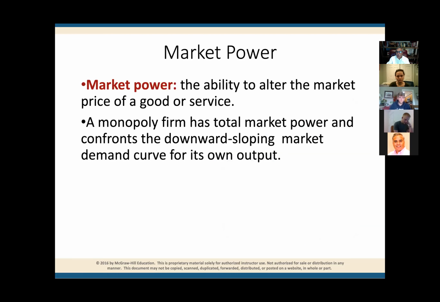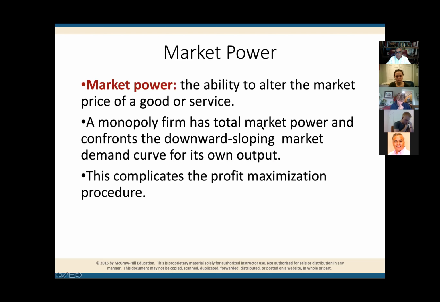Right? So monopolies have market power, and they have the ability to alter the market price of a good or service. They don't have total market power, right? So this slide is wrong. A monopoly firm has total market power? The answer is no, baloney. They have power over the supply, but they don't have power over the demand. So this complicates the profit maximizing procedure.